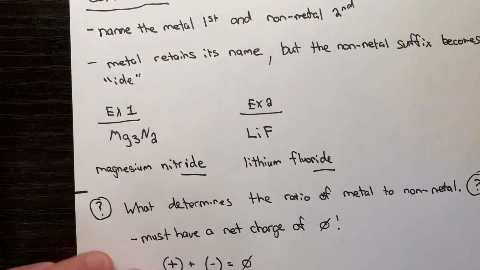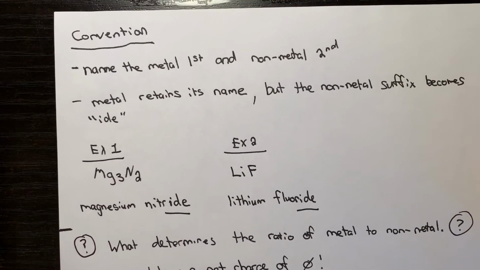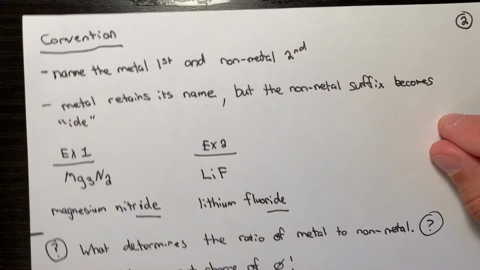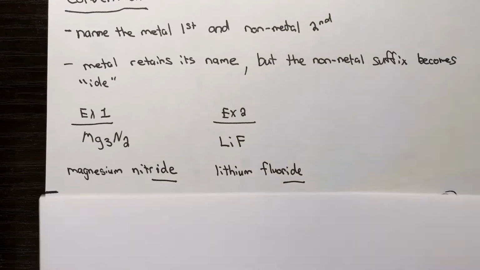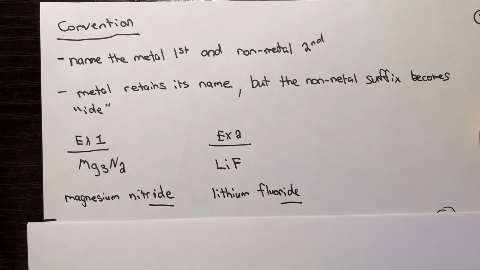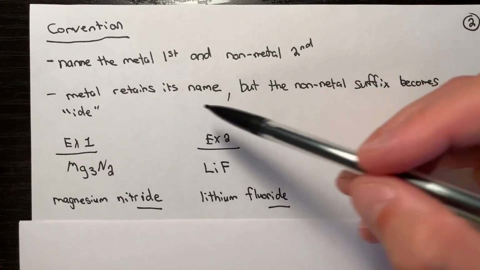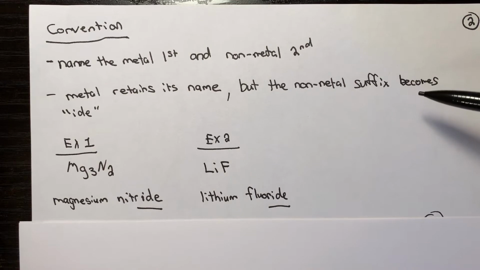As far as the convention goes, it's pretty straightforward for ionic. Nothing super difficult here. We find that we are going to name the metal first, and then we name the nonmetal second. While the metal retains its name, the nonmetal suffix actually gets changed. It becomes IDE.